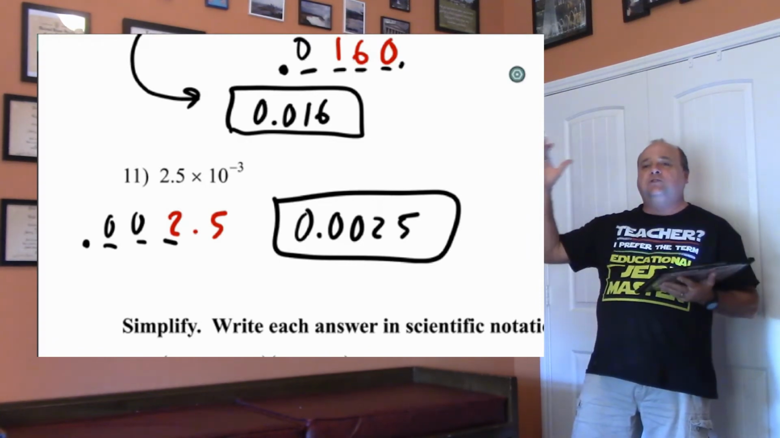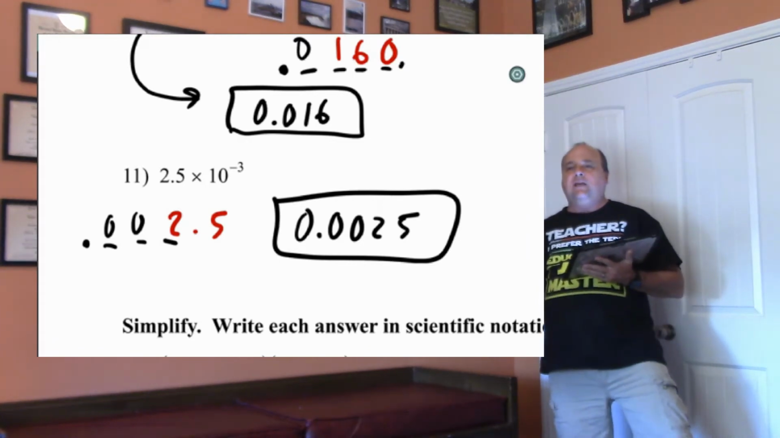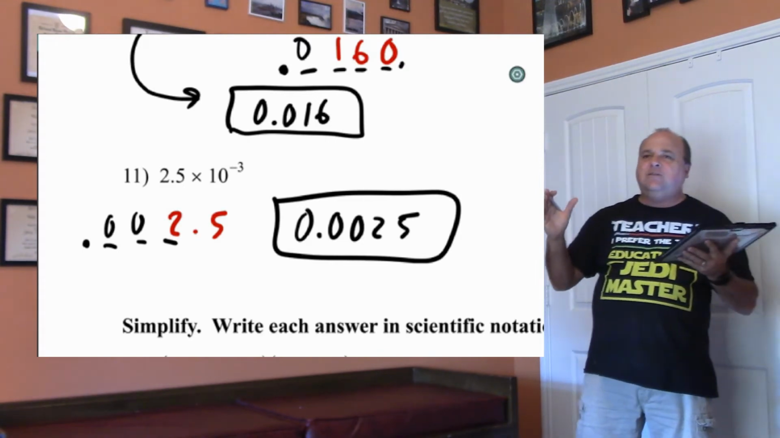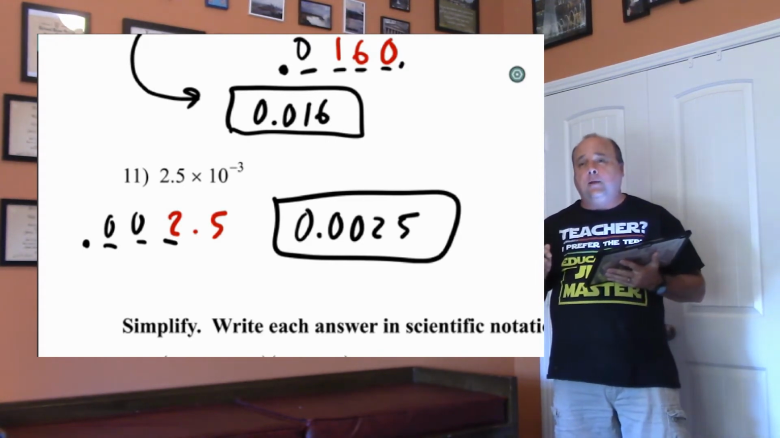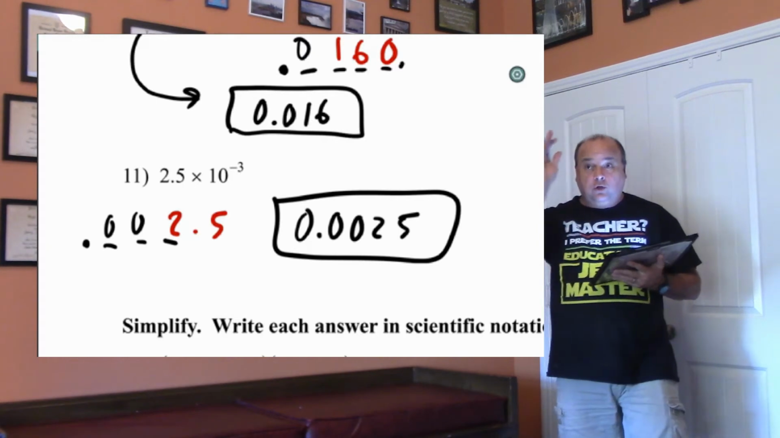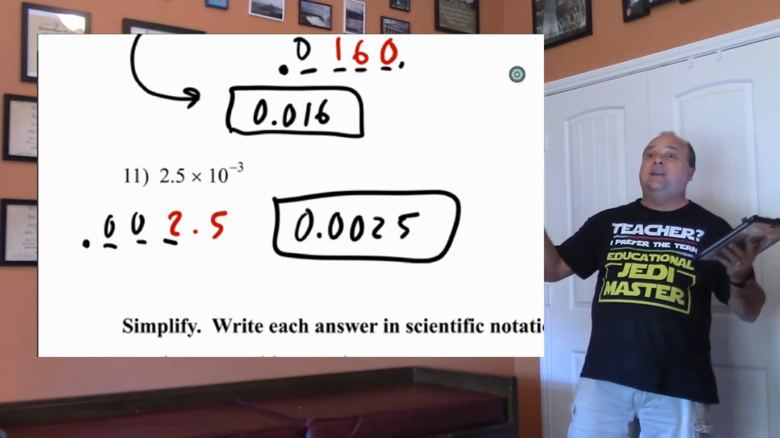Notice I did the odd ones. You should be able to go back and do the even ones. Writing numbers in scientific notation isn't that hard, okay? Pretty simple stuff. You'll use this a lot in chemistry, like the weight of an atom.